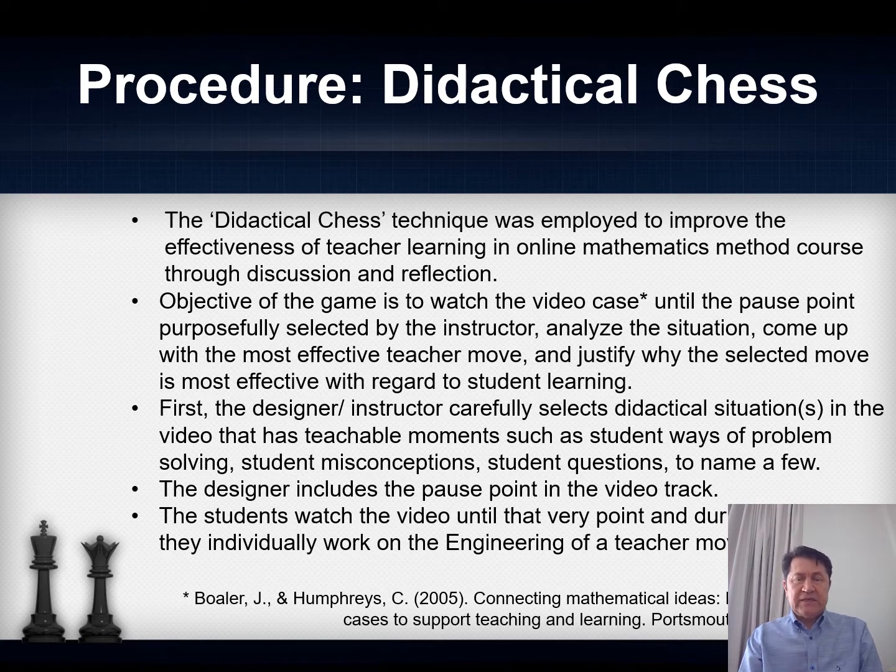First, the instructor carefully selects didactical situations in the video that have teachable moments, such as student ways of problem solving, student misconceptions, and student questions, to name a few. The instructor includes the pause point in the video track. The students watch the video until that very point, and during that pause, they individually work on the engineering of the teacher move.